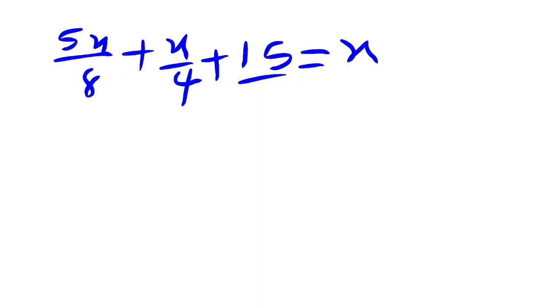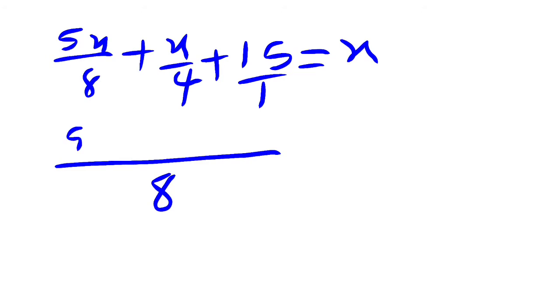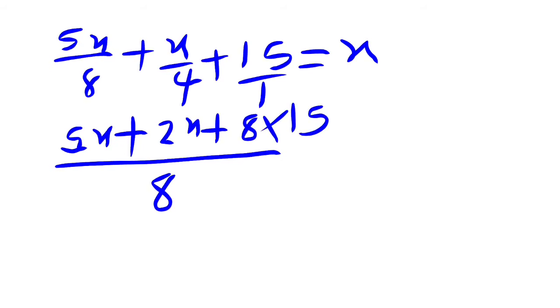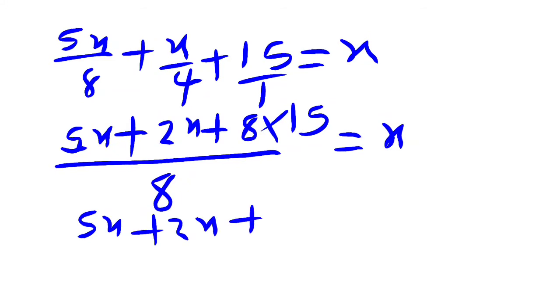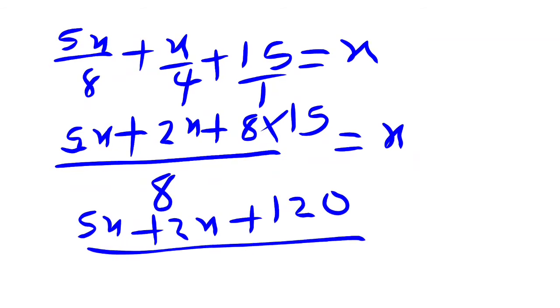So here 15 can be written as 15 by 1, and the LCM of 8 and 4 is 8. 8 ones are 8, write 1 into numerator, so 5x. 8 4s are 2, 2 into numerator, plus 8 1s are 8, 8 into numerator. So it equals x. So 5x plus 2x plus 8 15s are 120, by 8 equals x.